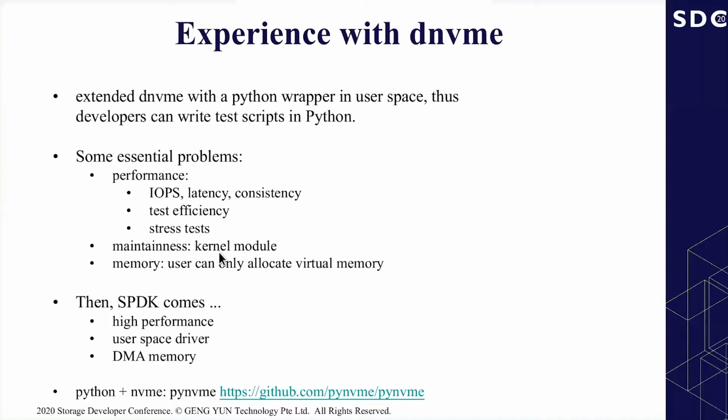The second problem is that dnvme is difficult to maintain because it is a Linux kernel module. It has to be upgraded for each new major version of Linux kernel. It also requires some... is about memory. Users can only allocate memory in virtual space, and then dnvme translates it to physical space and generates PRP and PRP list.